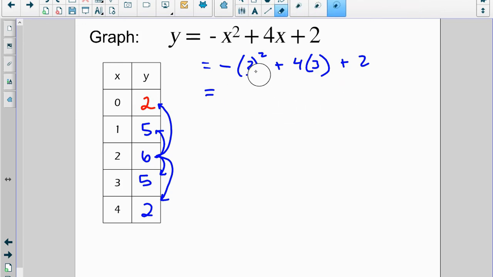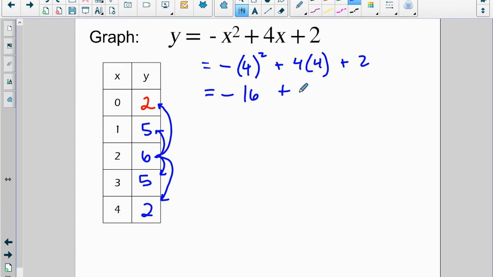In fact, let's do that so I can prove that that works. For an x value of 4, 4 times 4 is 16. And here, 4 times 4 is 16. And I think you can see right away that that's going to be 0 plus 2, which is 2. So it does work out that way.